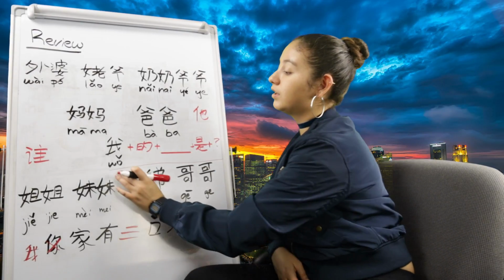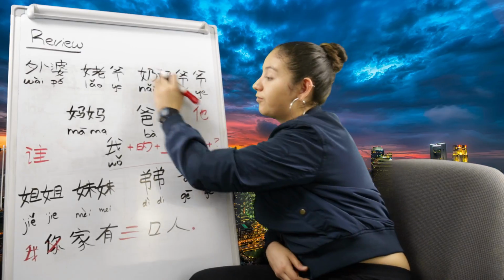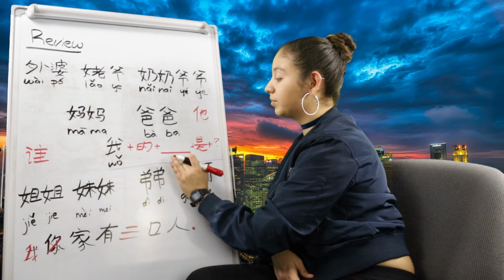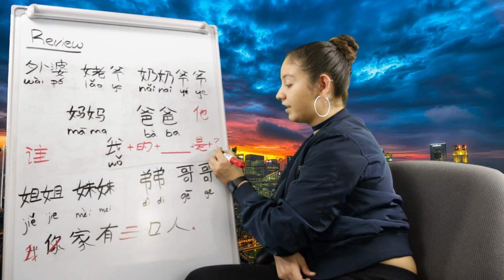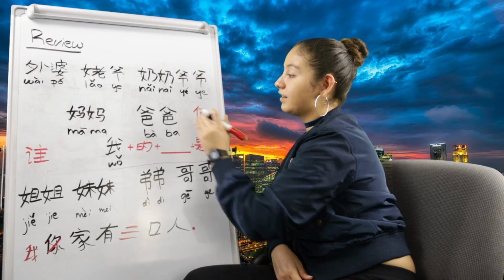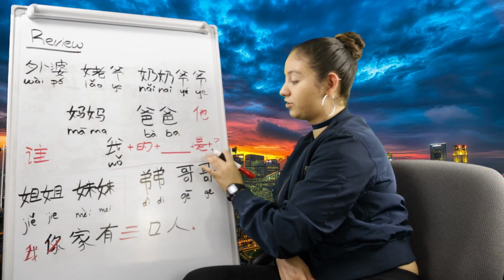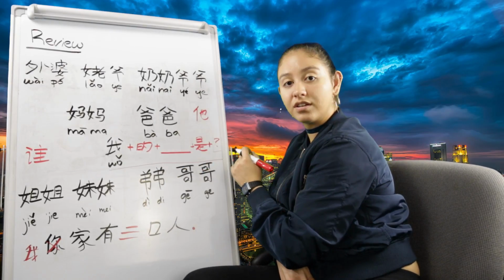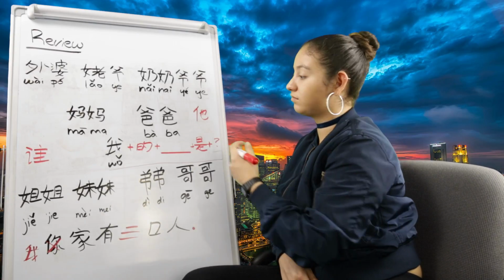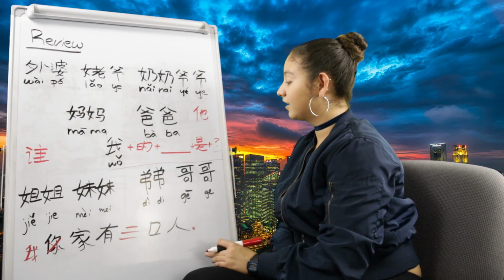So, here we have 我的. You would insert any one of your family in this section here. So, 我的 blank, 是, and then you would say their occupation. So for example, let's say that my dad is a doctor. So I'll put 我的爸爸是医生, or 我的妹妹是, let's say she's a teacher, 老师.